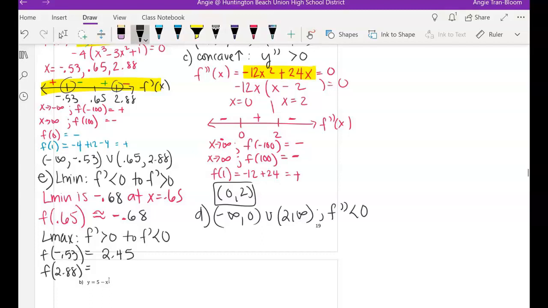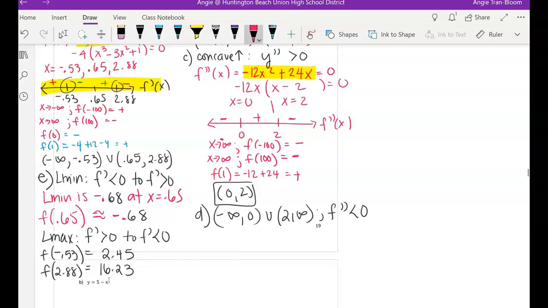Sorry about that. Okay. So now I will go back and enter in 2.88. Ready? Sorry, it's going to take me a little while to punch it in. So 2.88, about 16.23. So you have two max locations, okay?